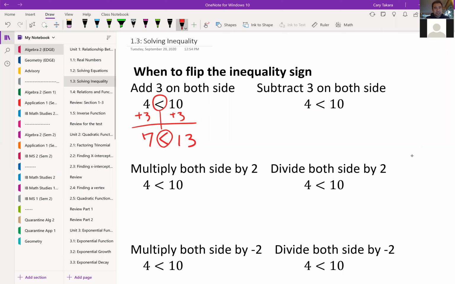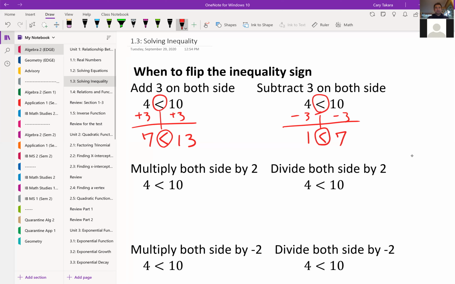For subtracting 3, if you subtract 3 on both sides, you get 1 on the left side and 7 on the right side, and the right side is still bigger than the left side, isn't it? In other words, the inequality sign stays the same. It's less than, and it's still going to be less than. It's kind of obvious, right?